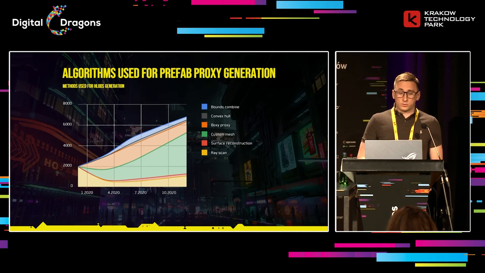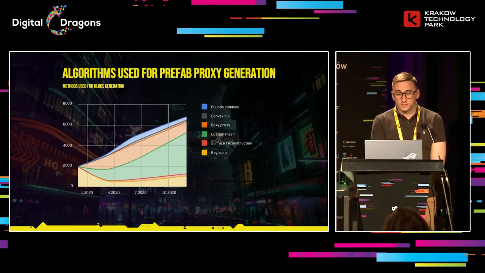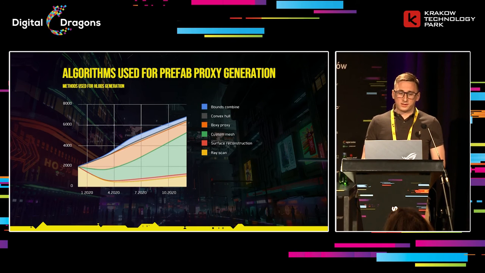As we can see, we started with about 2,000 proxies in Night City, generated with a RayScan algorithm described earlier. Previously, we generated them with a voxel algorithm, but it was changed later. Artists started to replace those proxies with meshes created with the help of helper meshes. So with custom meshes, fully created by artists, those are the green ones, and with boxy proxy, the orange part of the graph. You can also see that the number of proxies in Night City was rising throughout that year, and it went from about 2,000 to about, I'd say, 7,000 proxies in all of the city. And you can see that it also affected other algorithms, like the number of RayScan proxies is also rising.